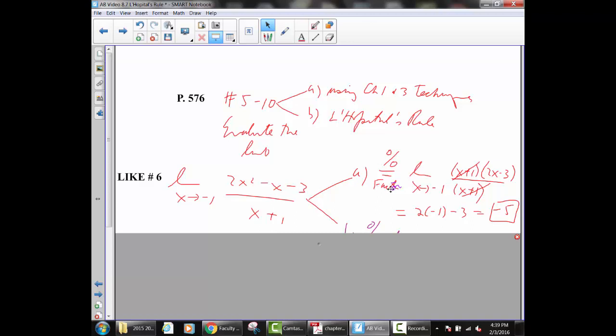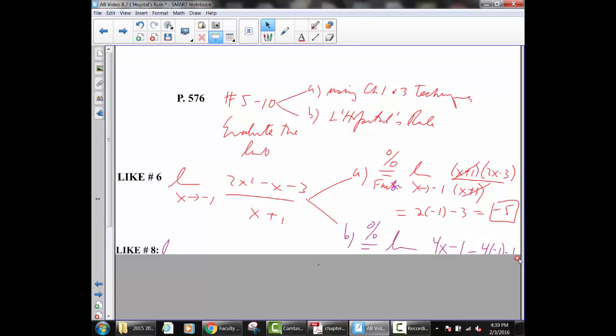over 0. When we started this course back in September, we said that if you get 0 over 0 when you substitute, then you will factor. And sure enough, the top factors into 2x minus 3 times x plus 1. The x plus 1's cancel out. Substitute x equals negative 1, you get negative 5.